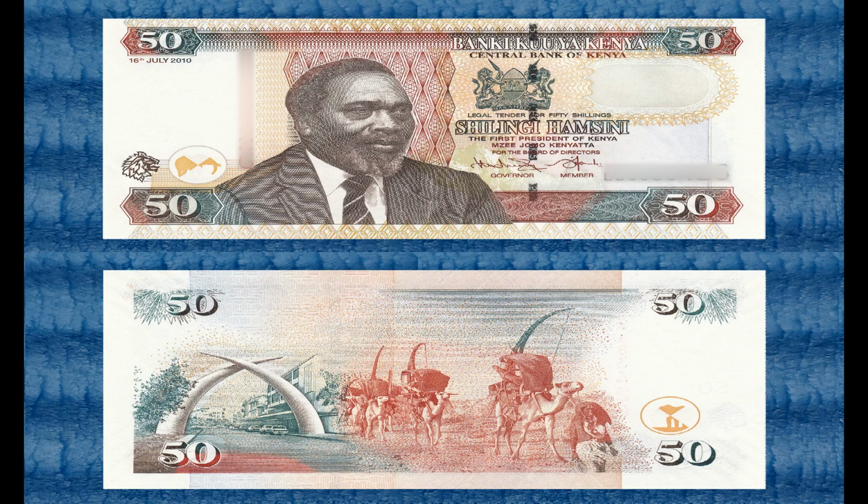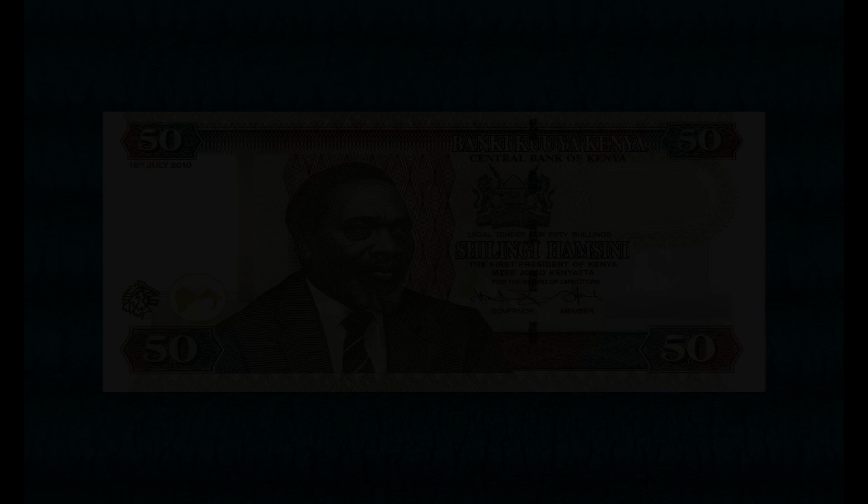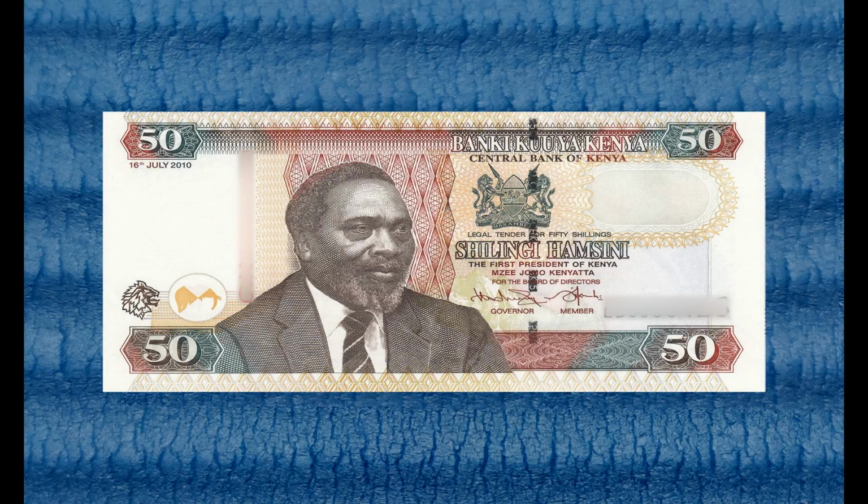The banknotes printed in the years from 2003 to 2004 were printed without cornerstone watermark, and the banknotes printed from the year 2005 were printed with cornerstone watermark. Now let us discuss the obverse side of the banknote.